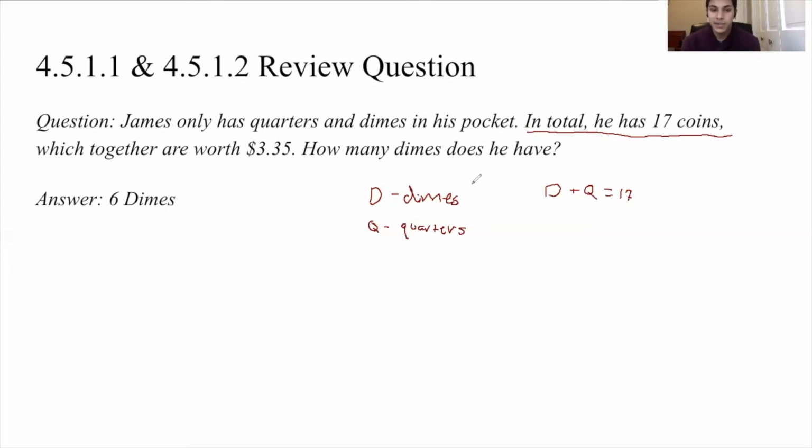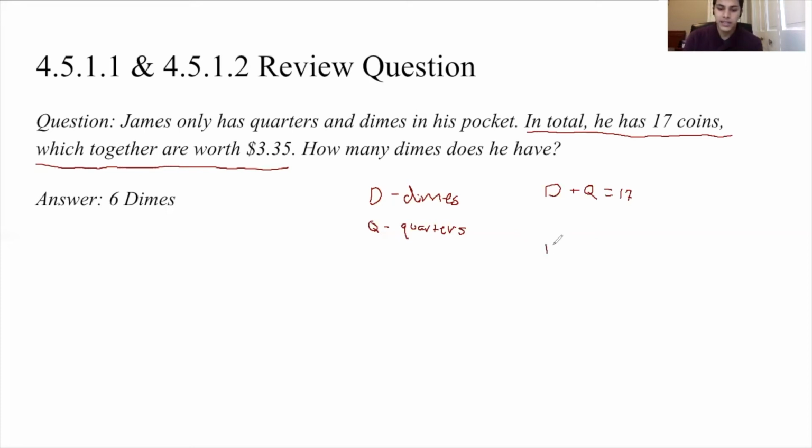All right, next piece of information, which together are worth $3.35. Now this one's a little bit harder because somehow we need to create an equation where we add the total amount that the dimes are worth and the total amount that the quarters are worth. Now we know how much dimes and quarters are worth.